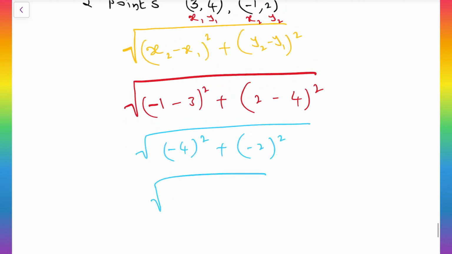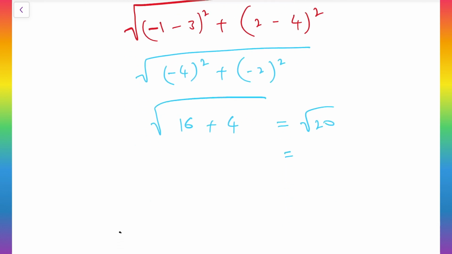Under root minus 4 square 16 plus minus 2 square 4. So that will be equal to under root 20. The same under root 20 can also be written as under root 4 into 5. Root 4 is 2, root 5 as it is, so 2 root 5 units.